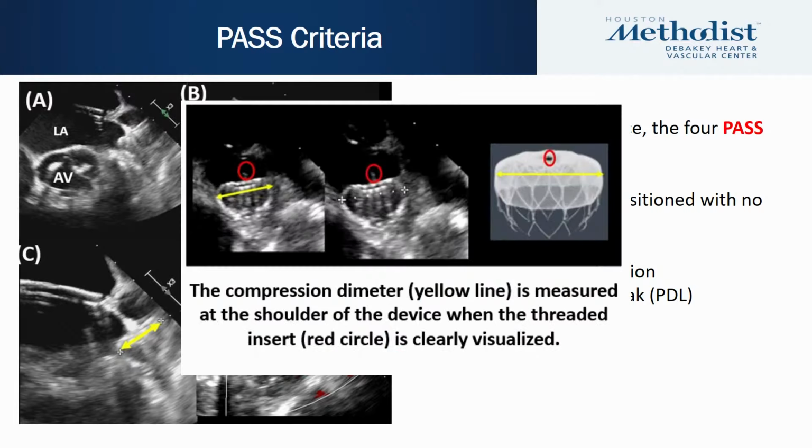The compression diameter is usually measured at the shoulder of the device, but you may have to make sure that the threaded insert is clearly visualized when you're making that measurement. So it's important to be able to visualize the threaded device before you make that diameter measurement and confirm that there's enough compression of the device.